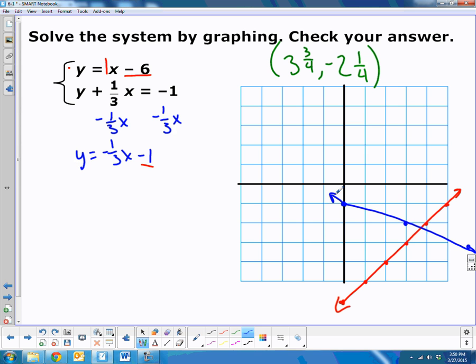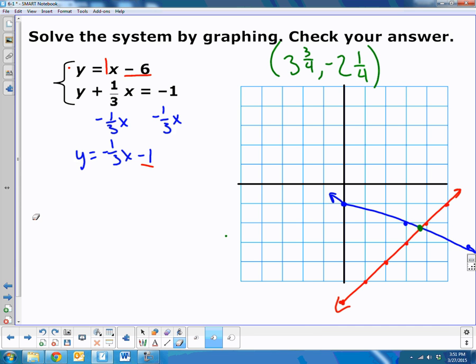Again, like I mentioned in the main video, not very precise, and that's a problem with graphing. And so if I check, my answer was 3 3/4. So 1, 2, 3 3/4. Yep, and negative 2 1/4. Right about there is going to be the graphed line. If I check those answers, I should have that negative 2 1/4.